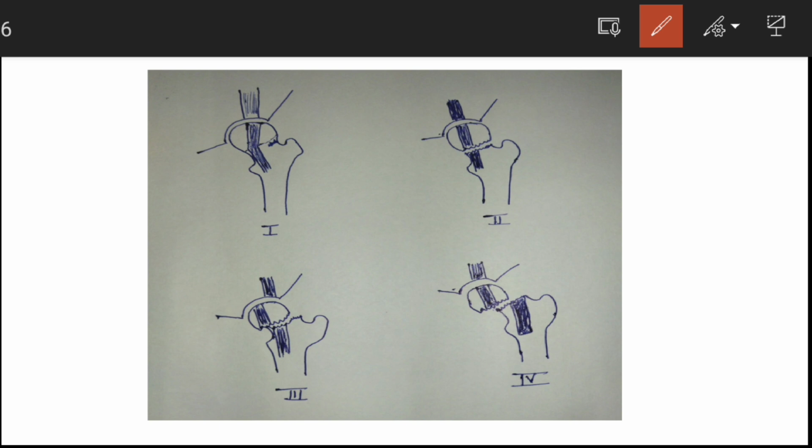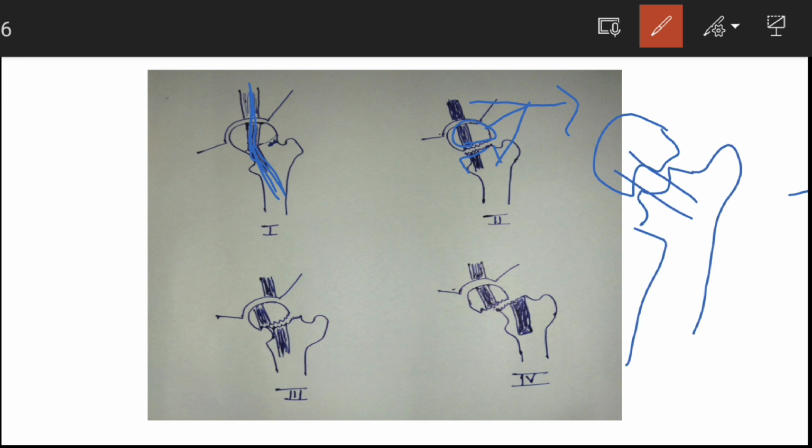In first, there is also bending of the trabeculae. The trabeculae which are present between the acetabulum, head and the neck of the femur, there is a bending which is noted in the first stage. In second stage, there is a break in the trabeculae between the head and the neck of the femur. Here in second, the trabeculae are aligned without significant displacement. So the trabeculae are aligned without significant displacement in stage 2, but there is a break in the trabeculae between the head and the neck of the femur.